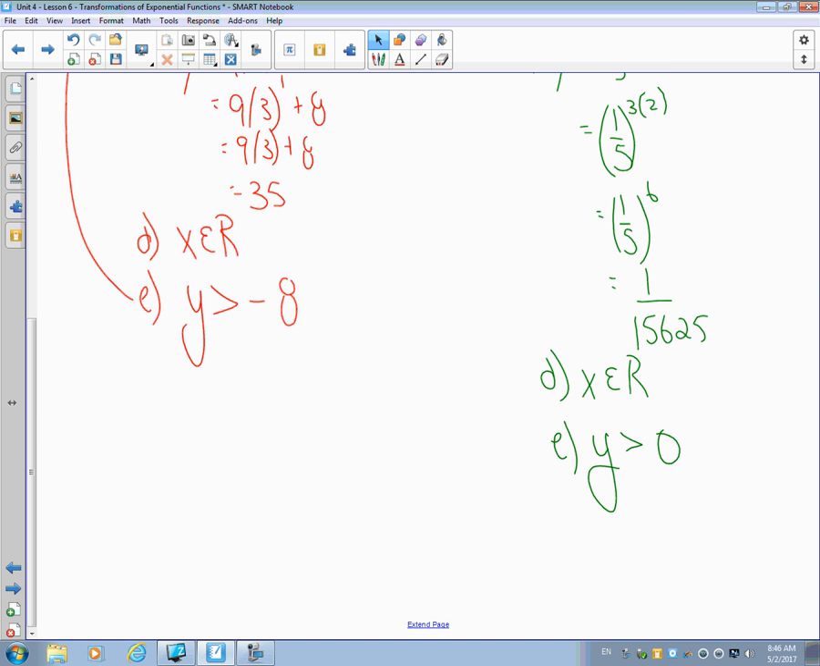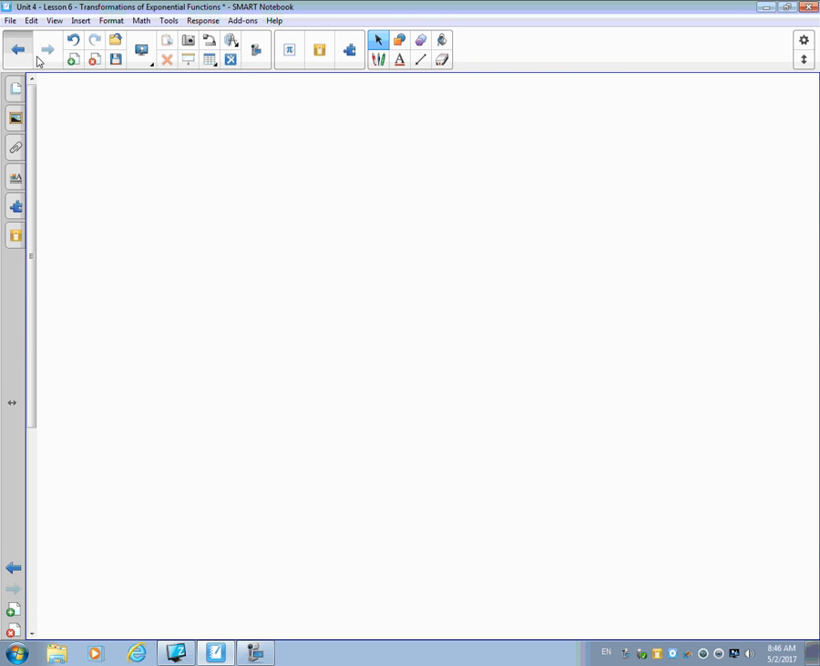Okay, so that's our last lesson on exponential functions. Just some basic things reminding us of how to do transformations, recognizing some basic properties, and drawing some basic graphs given the equations.